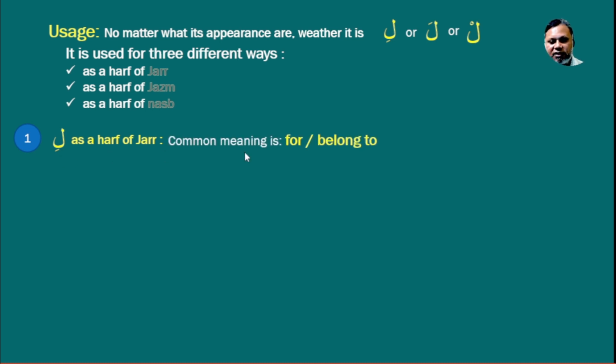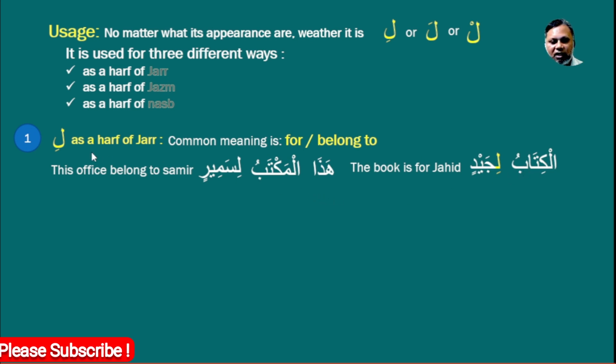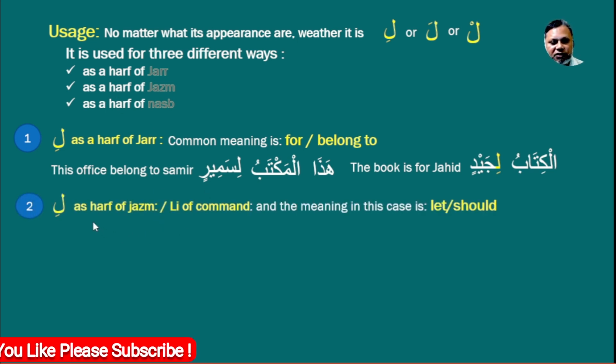Li as a harf of jar, which we have already discussed. The meaning is for or belongs to. This office belongs to Samir: Hadha maktabu li Samirin. And the book is for Zahid: Al-kitabu li Zaidin. Here the li is used as a harf of jar because the last letter becomes kasra.